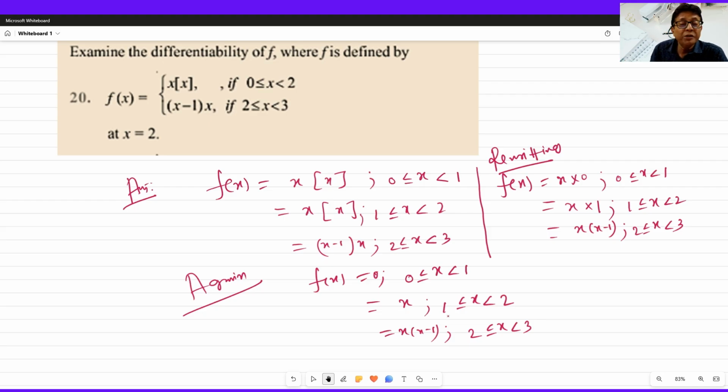Since it is a polynomial function, differentiable everywhere, I was telling you. One sum I will show you by using that differentiation concept, direct differentiation. This is the sum. You have to state that between 0 and 1 there is no problem. It is a constant function 0. Between 1 and 2 there is no problem because it is a polynomial function. You can differentiate anywhere. This is also a polynomial function, x squared minus x, between 2 and 3.